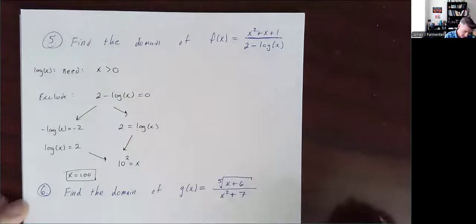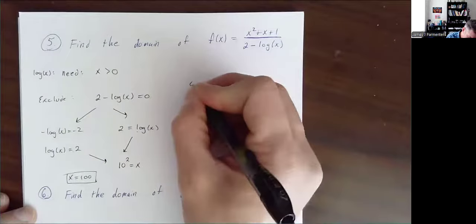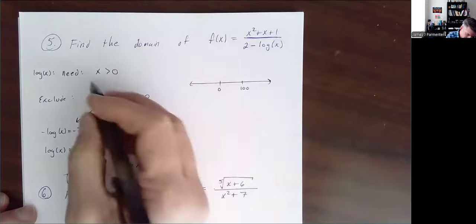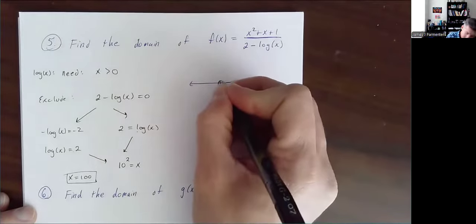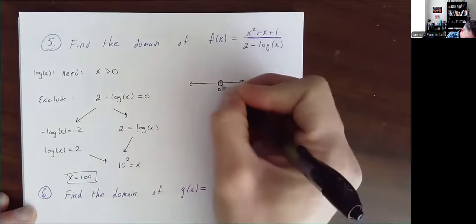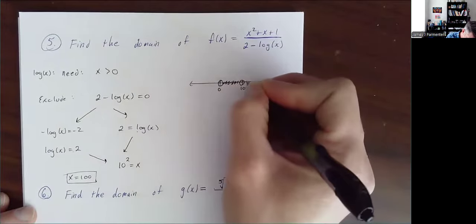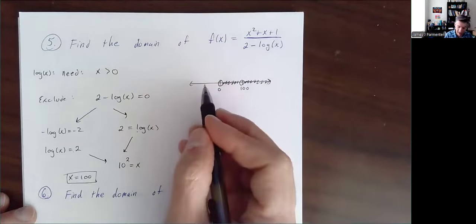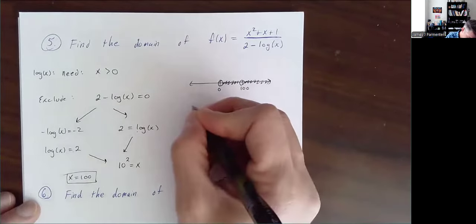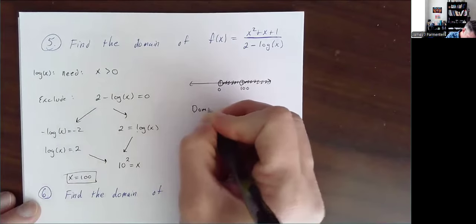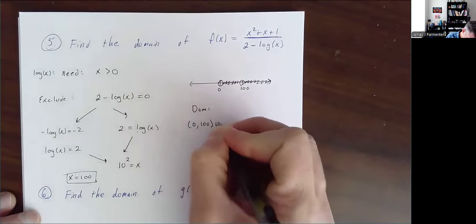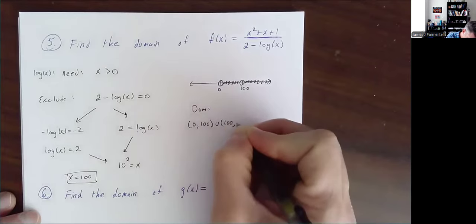So looking at the number line, I have 0 and I have 100. I want x to be greater than 0. I don't want to include 0, but then I don't want x to equal 100. So I want everything on the right side of 0. I definitely don't want anything negative because we can't take the log of a negative number. So here my domain is going to be everything from 0 exclusive to 100 exclusive, union 100 exclusive to infinity.